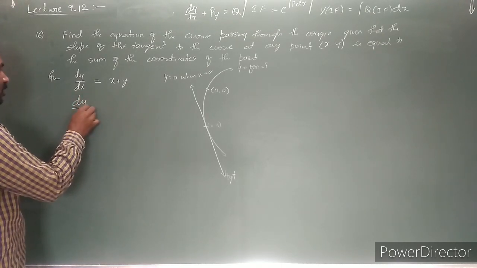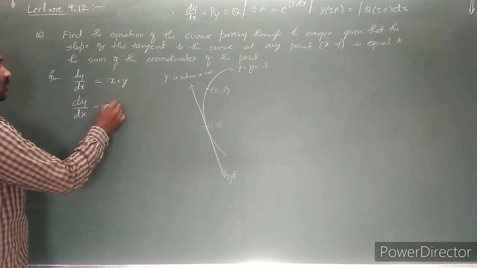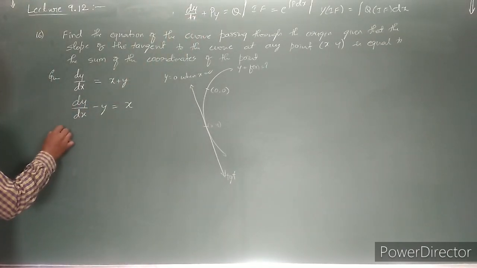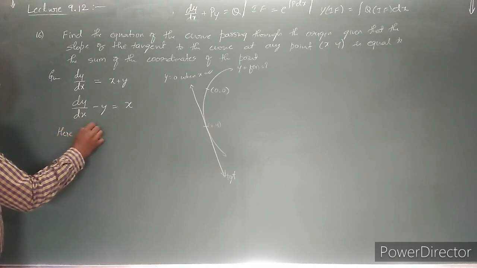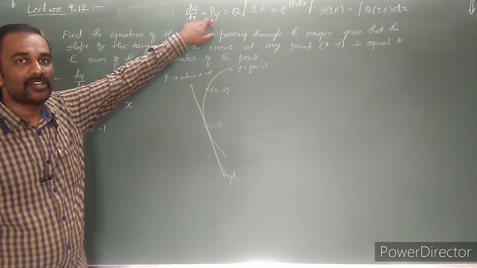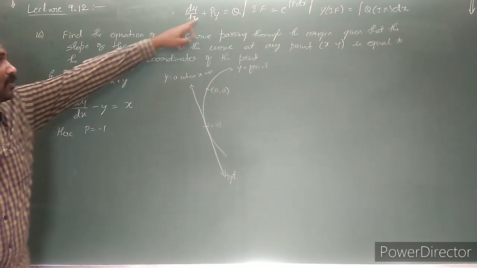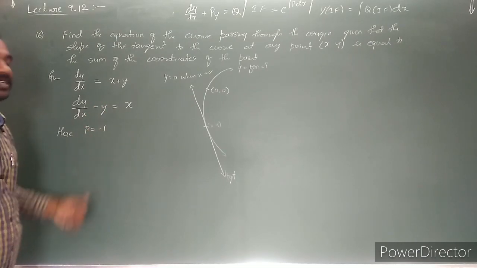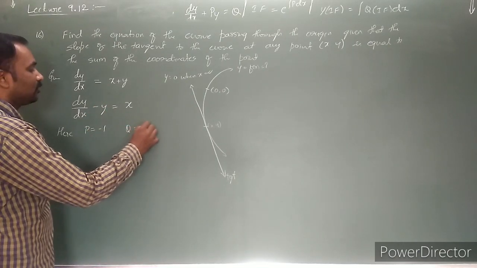dy by dx, y is taken to the left hand side: dy by dx minus y is equal to x. Now this is the standard form. Here, what is the p value? I take p as minus 1 because plus py is required. The y coefficient here is plus p, so instead of plus, minus 1 is there here. And q is equal to x.